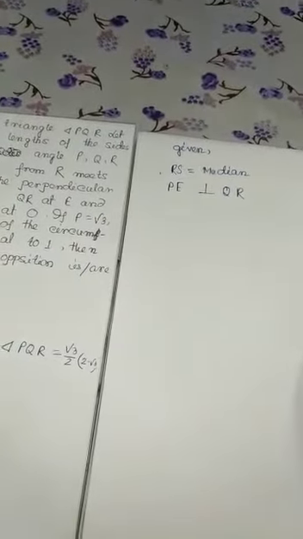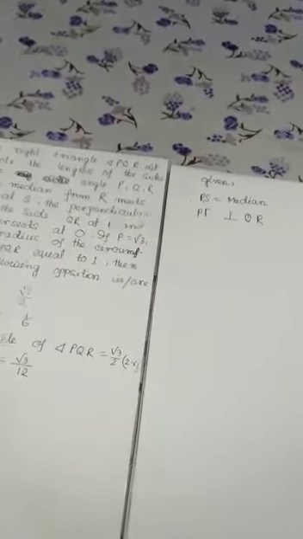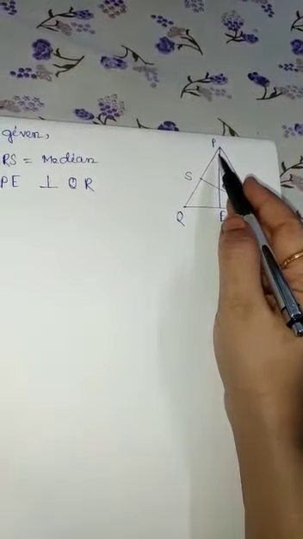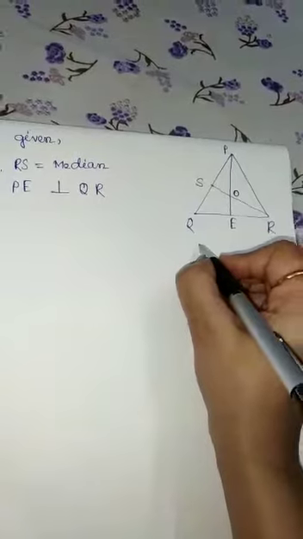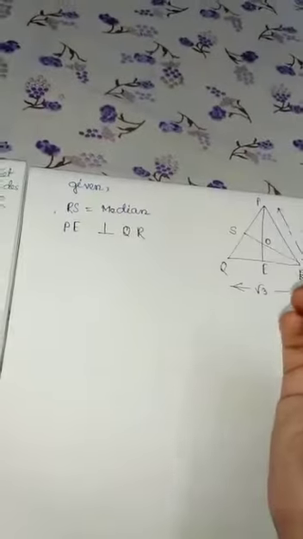And RS and PE intersect at the point O. Here it is given that small p is equal to root 3, that is the side opposite angle capital P is root 3, and q is equal to 1.